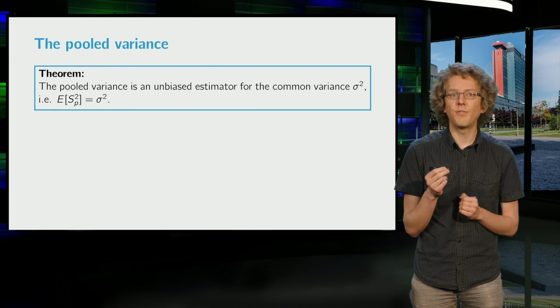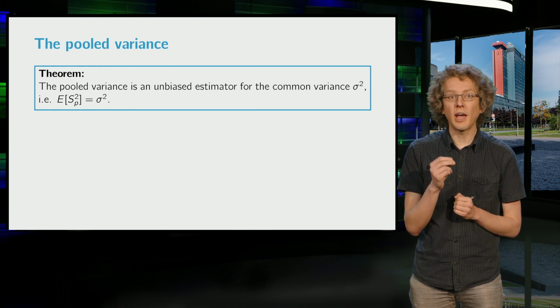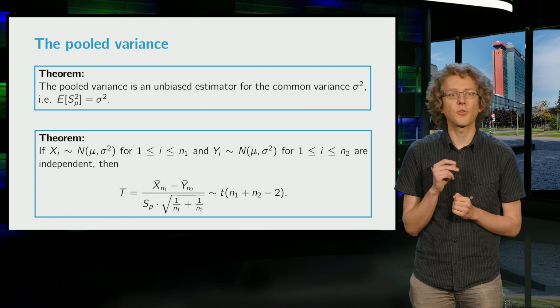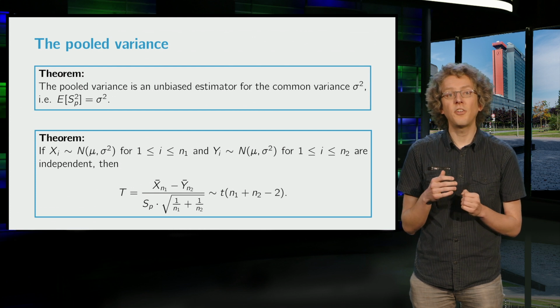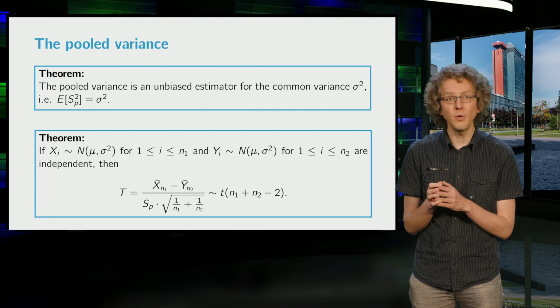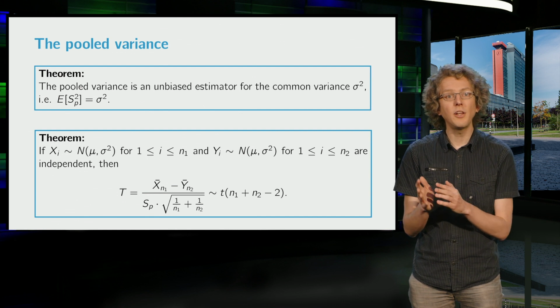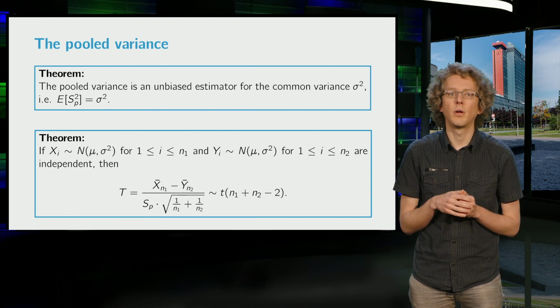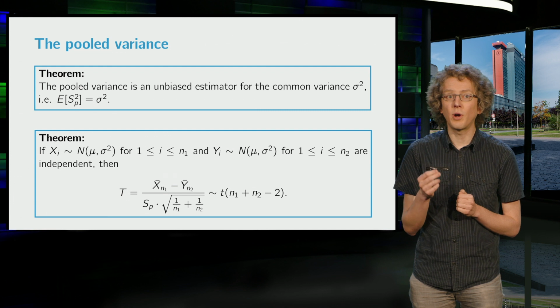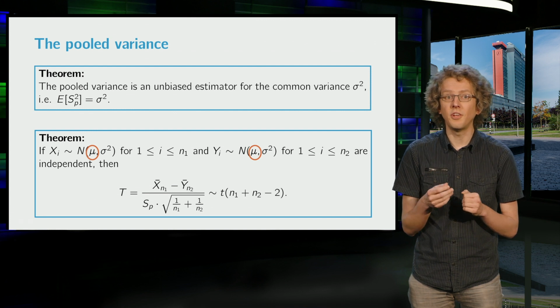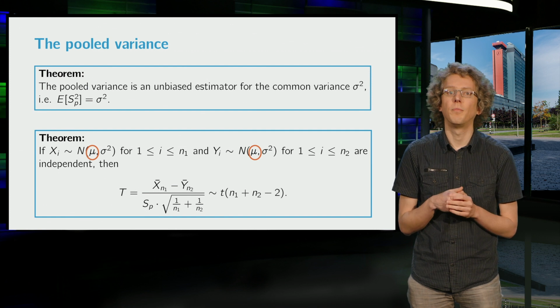In the case where equal variances can be assumed, we end up with the test statistic t on the screen. It has a student t distribution with n1 plus n2 minus 2 degrees of freedom. Notice that here we didn't write mu1 and mu2. Indeed, this t has this given distribution under the assumption of the null hypothesis, mu1 equals mu2.